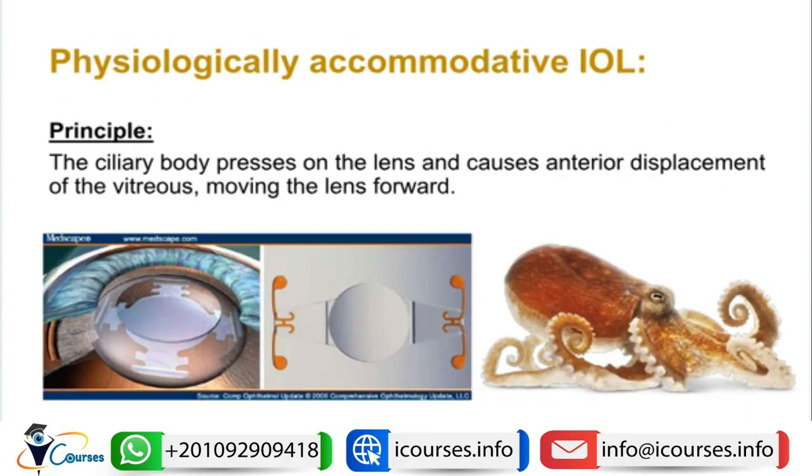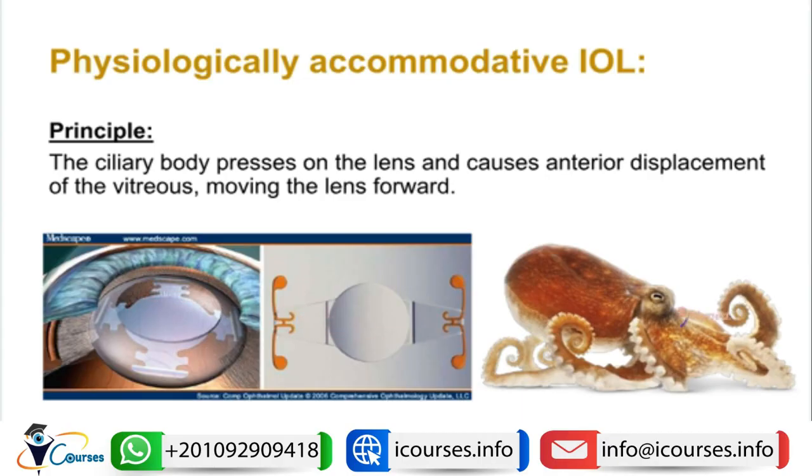The second type of intraocular lens is called the physiologically accommodative intraocular lens. And why is it called physiologically? Because it acts like the normal process of accommodation. In the normal process of accommodation, there is contraction of the ciliary muscle, and contraction of the ciliary muscle causes relaxation of the zonule. So there will be bulging of the lens, and by bulging of the lens, there will be accommodation.